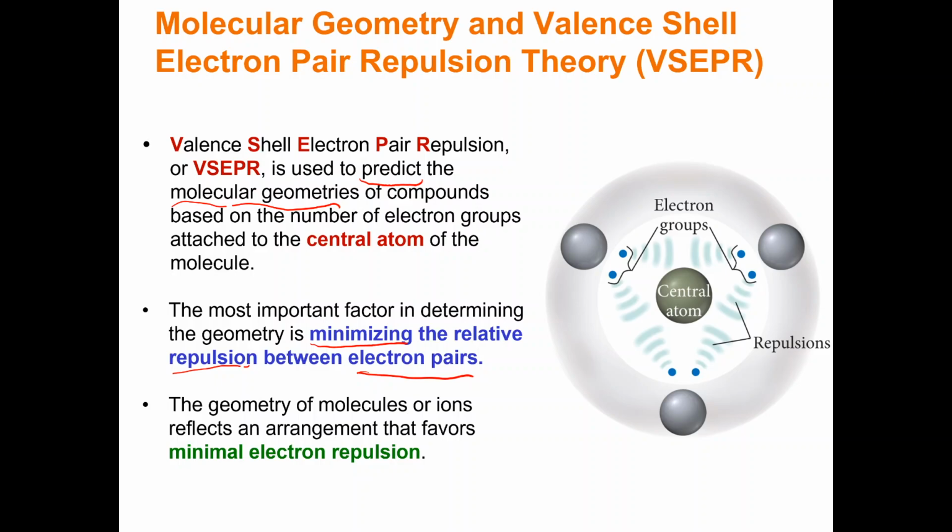Whereas if we squish them together, not only are they repelling each other, but mathematically we're also raising the energy level of that molecule. Okay, and down at the bottom it says the geometry of molecules or ions reflects the arrangement that favors minimal electron repulsion. So that's what we're after here. Minimal electron repulsion.